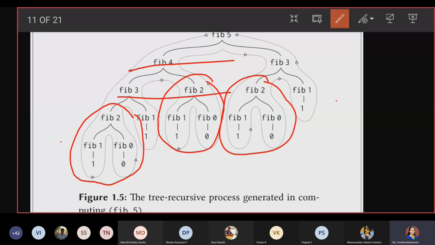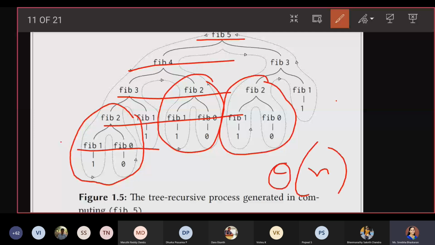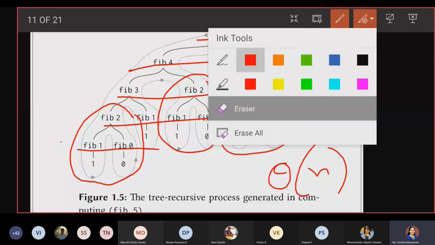So first one, second, third, then fourth. The root node is 5. So I can say the space requirement will be with respect to the depth, so it is n itself, theta of n. This is the average case, the theta representation. So with respect to space, for the Fibonacci procedure, the order of growth in terms of space will be theta of n. What about computation, the steps?